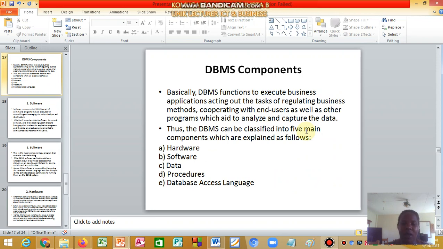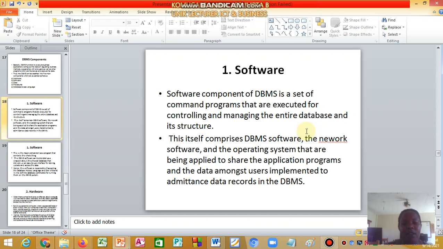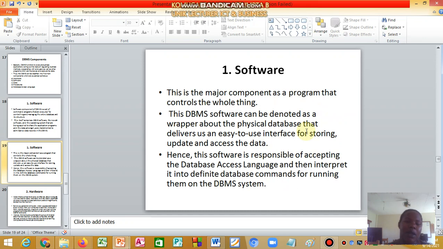We have components. The database management system has majorly 5 components, and these are hardware component, software component, data, procedures, and database access language. When you come to software, it is a sort of commands or programs that are executed for controlling and managing the entire database and its structure. This itself comprises database management system software, the network software, and other operating systems applied to share the application programs and the data amongst users, implemented to administer data records in the database management system.